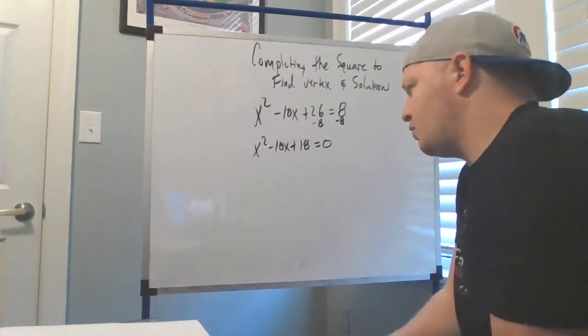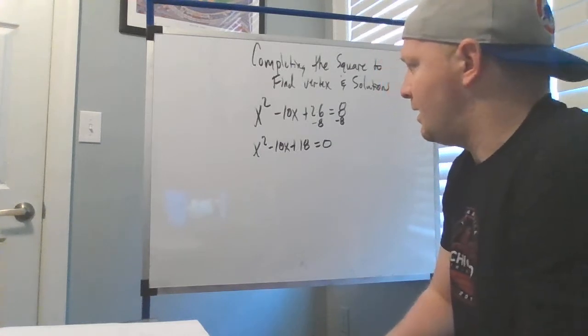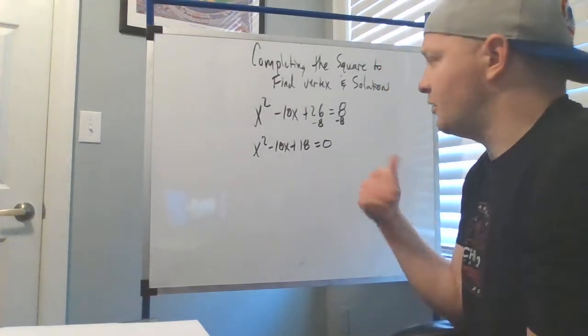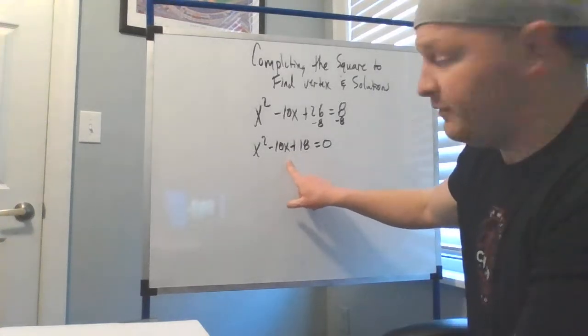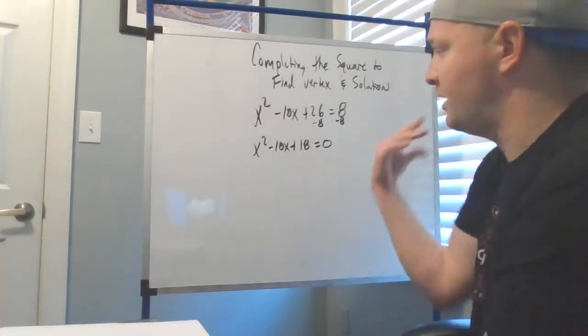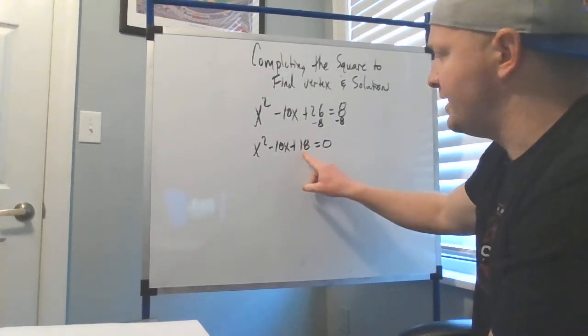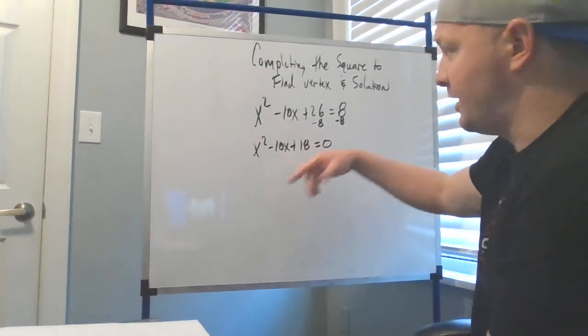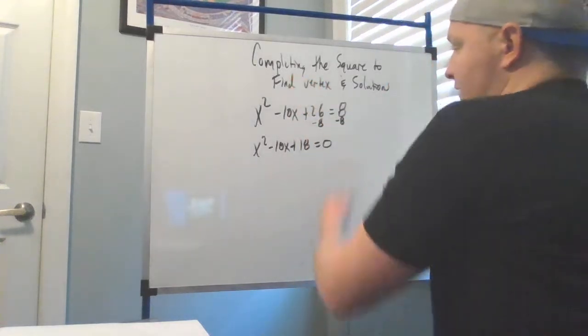Now, here's why we are going to be doing it this way, okay? Completing the square is another way to solve a quadratic, because this one does not factor cleanly. Like we've discussed in the past, not every single quadratic factors cleanly. Like there's no two integers that multiply to 18 that also add to negative 10. So again, this is another way to solve a quadratic, but we're doing both, solving and finding the vertex.